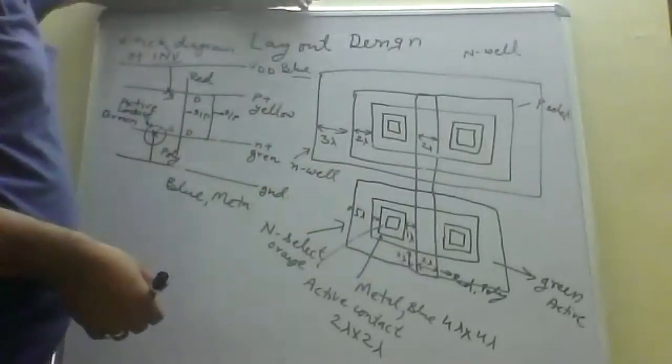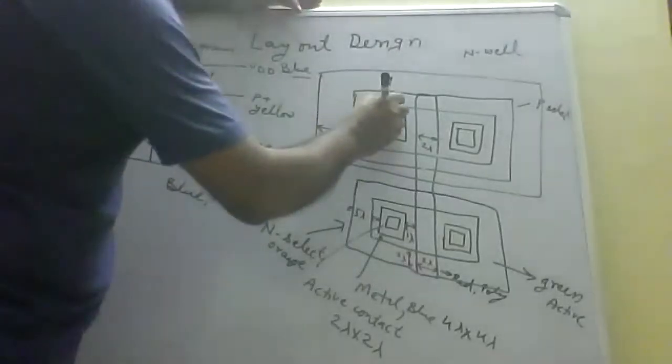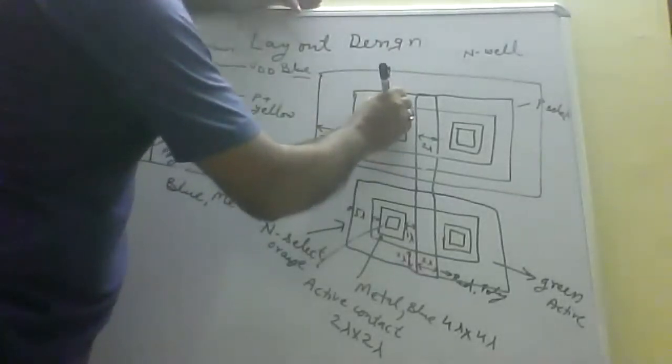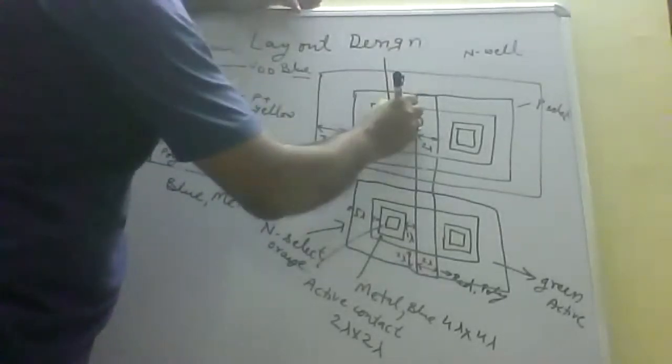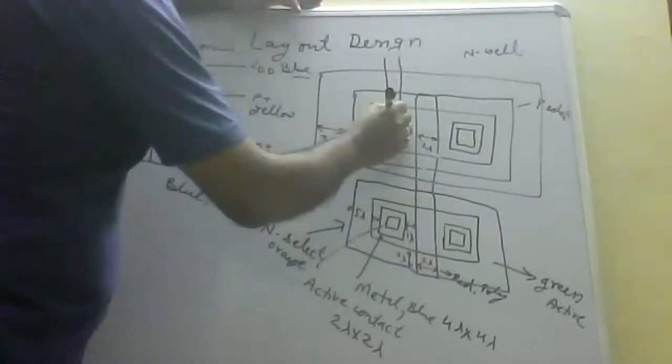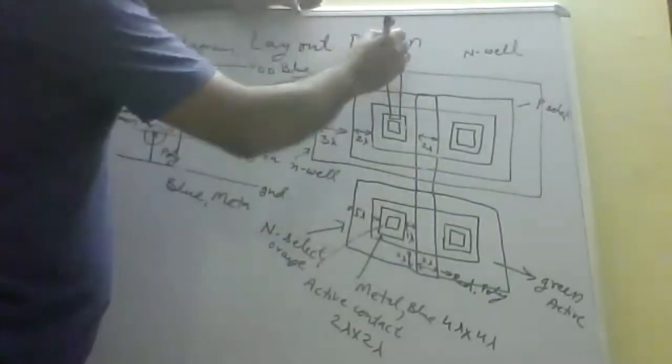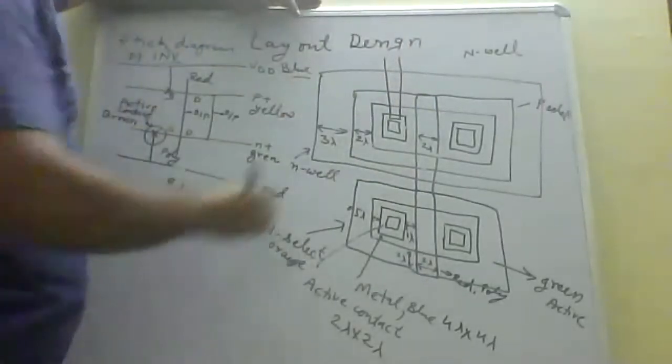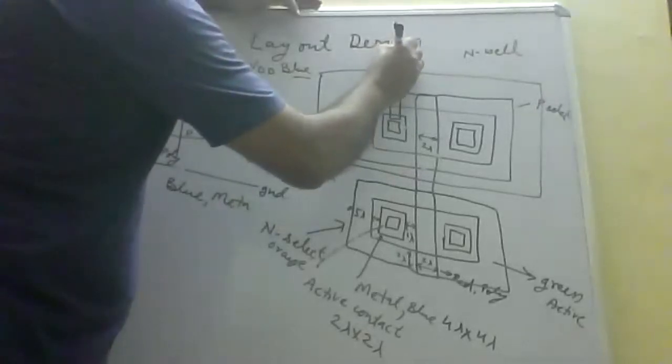Now the connection is remaining, that is we always draw a 3 lambda wire. This is the 3 lambda wire that is of metal, and here there will be a VDD.